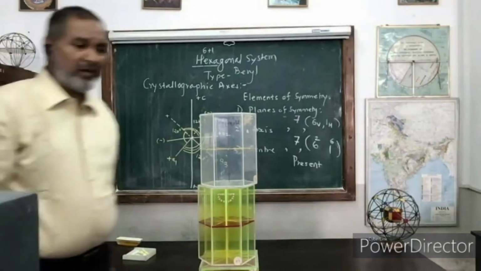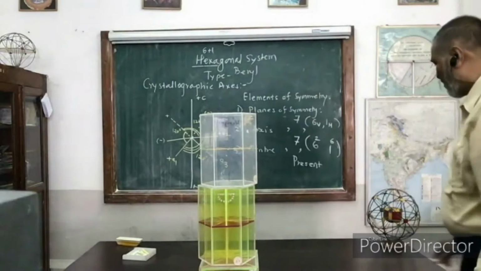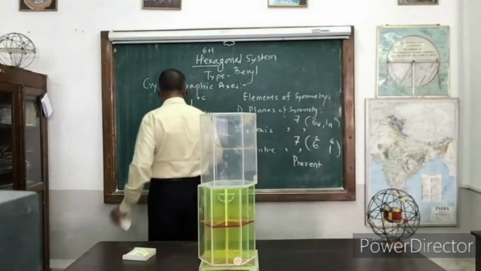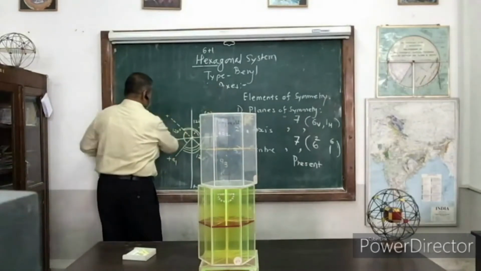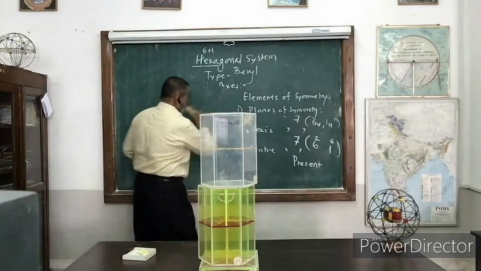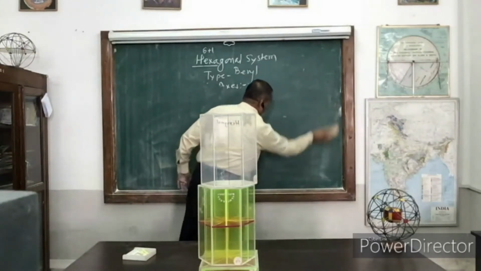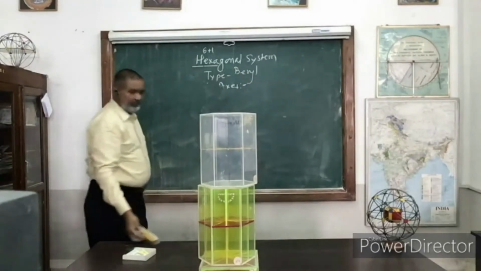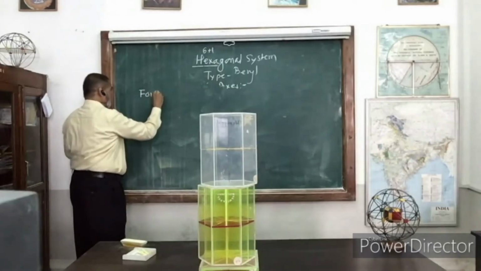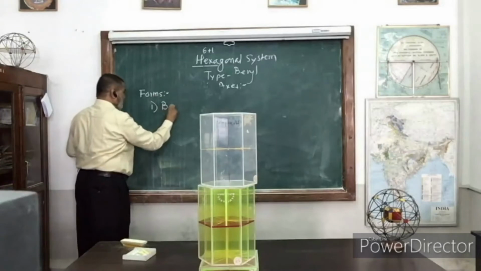Now come to the next one. What do we have? The forms and indices of the hexagonal system. We'll see now the next one. The forms and the indices which are there in the hexagonal system, beryl type model. Next forms. Yes, the first one, basal pinacoid.